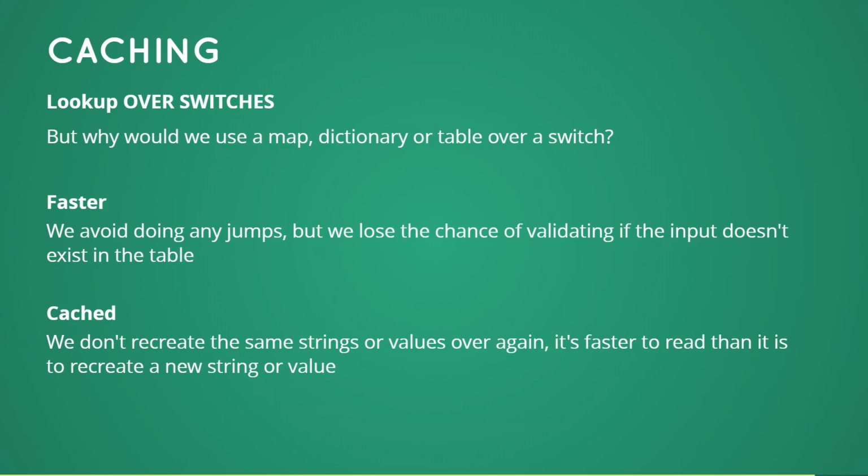But you might consider why use a map, a dictionary, or a table in Squirrel's case over a switch. It's faster. We avoid doing any jumps, but we lose the chance of validation if the input does not exist in the table. Because the switch case has a default case which jumps if nothing happens from the validation given in. And the other reason why it's good is because it's cached, because we don't need to recreate the same strings or values over again. It's faster to read than it is to recreate a new string or value. This is true. It's always faster to read than it is to create.